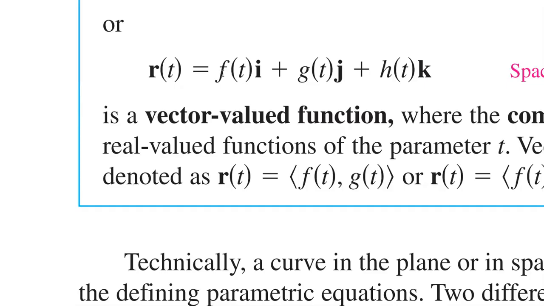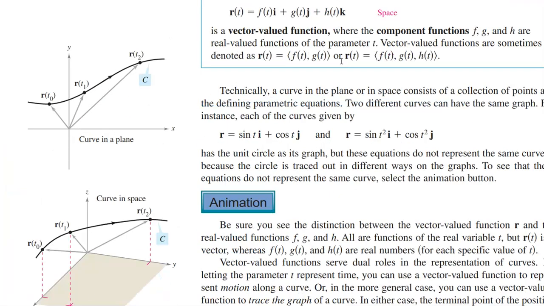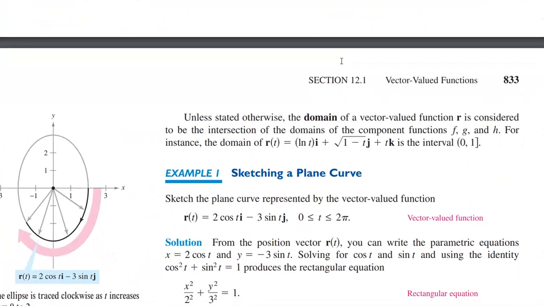You can't have a case where g of t is not defined, like maybe it's 1 over t minus 2. That's not defined at t equals 2. Even if f of t is defined, even if h of t is defined, r of t cannot be defined because this component of it will not be defined at t equals 2. So that's why it's an intersection. Hopefully that makes intuitive sense.